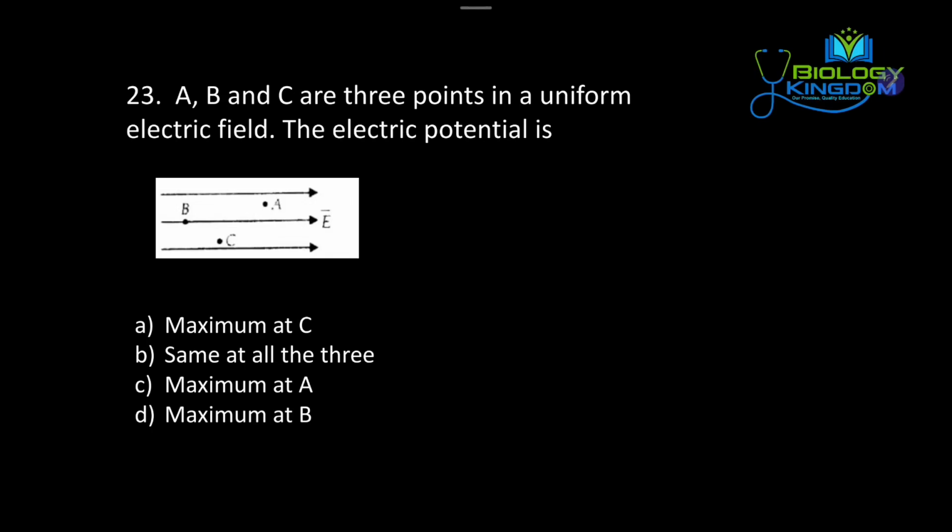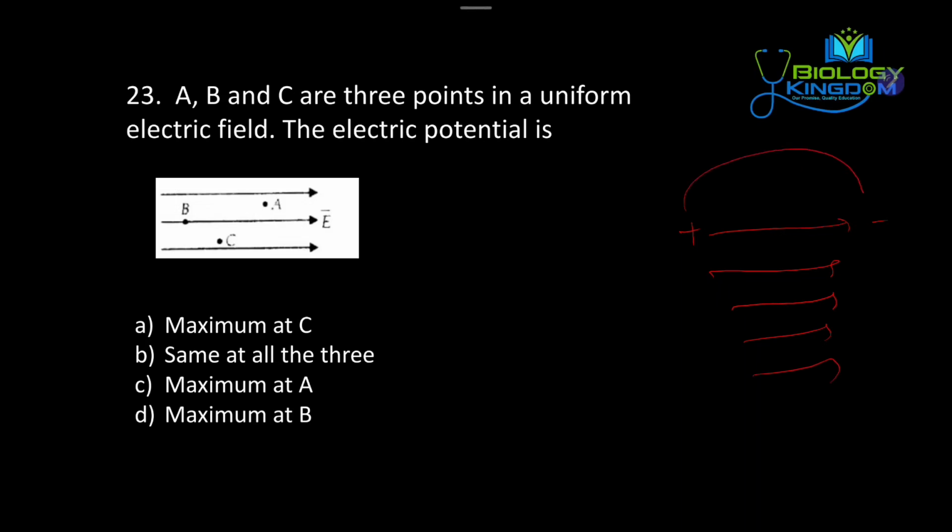Now we'll move further to another question. It says that A, B, C are 3 points in a uniform electric field. The electric potential of which point is maximum or minimum? Okay, so how will we find the electric potential? Electric field lines always move from positive to negative.